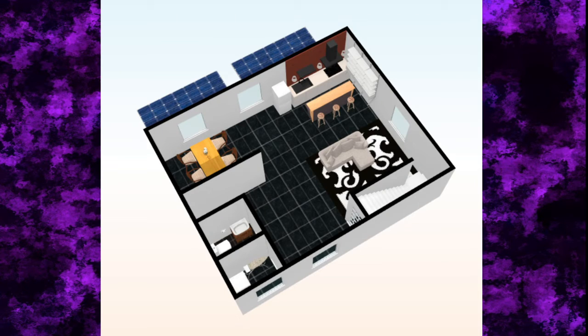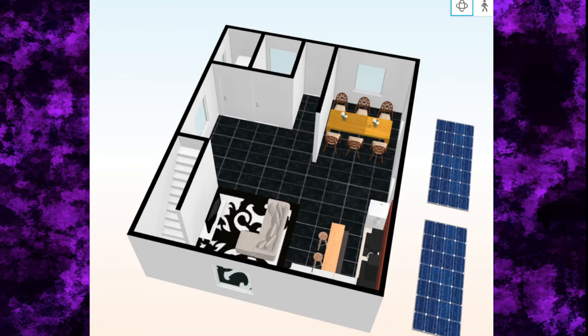Let's catch up. This is a 3D model of what my final design looked like from one angle. You can see the windows and the doors here. And this is another angle of my 3D model.